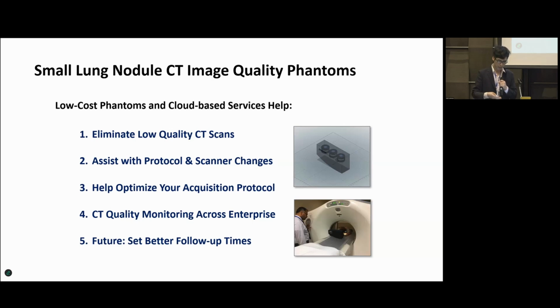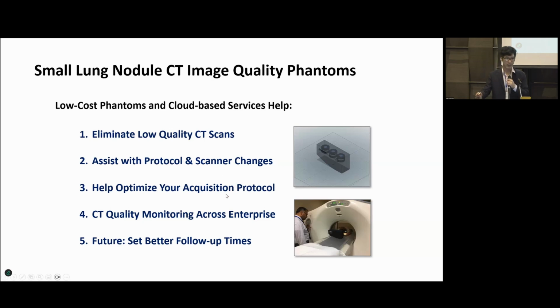And there wasn't really a consistent way that was done. But now anybody, just a normal CT tech, could acquire these images and upload them into this service. And as we mentioned, this would help you optimize your acquisition protocol to improve your measurement.